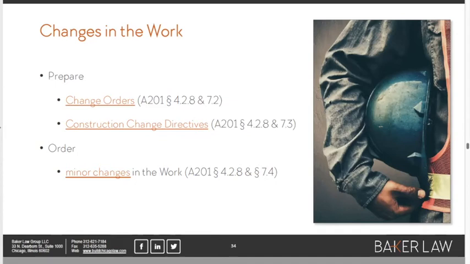And in addition to those two types of changes, the familiar change order and the somewhat less familiar construction change directive, the architect is also empowered in the general conditions to order minor changes. A lot of owners don't like that, but the off-the-shelf A201 general conditions document defines a minor change as one where there's no change in the price to the owner or the contract time. And so it might just be the paint color changed or something like that, minor changes.